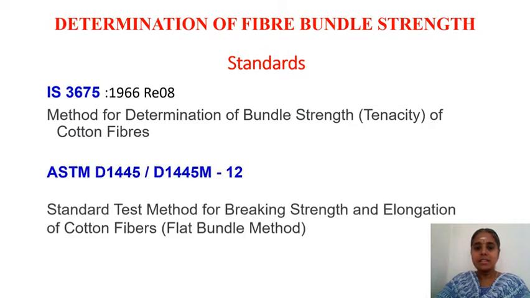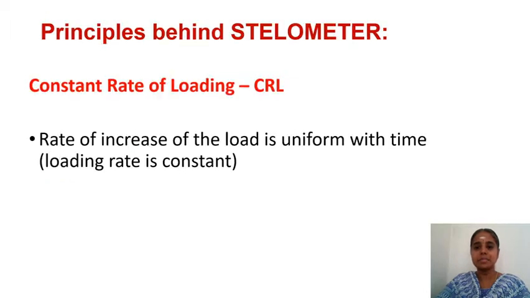Another standard also available for fiber bundle strength testing is ASTM D1445, standard test method for breaking strength and elongation of cotton fibers, flat bundle method. The bundle of fibers that is used is in a flat form, so it is called the flat bundle method.